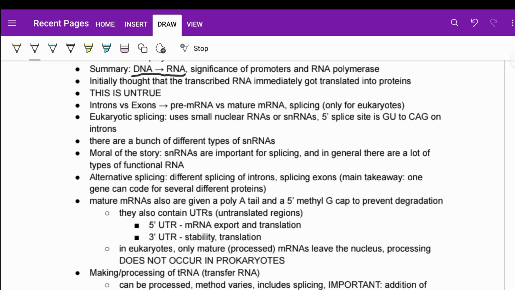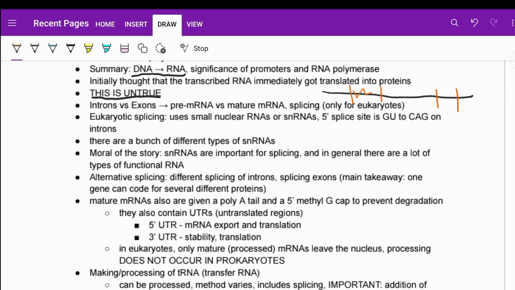All right, some other things. It was initially thought that the transcribed RNA immediately just got translated to proteins. This is not true because we have something called mRNA processing. So we have introns versus exons. When mRNA comes out, it's a whole long strand, right? But some of this is not useful. It's non-coding, meaning we don't want it in our instructions. These are called introns, and we splice them out.